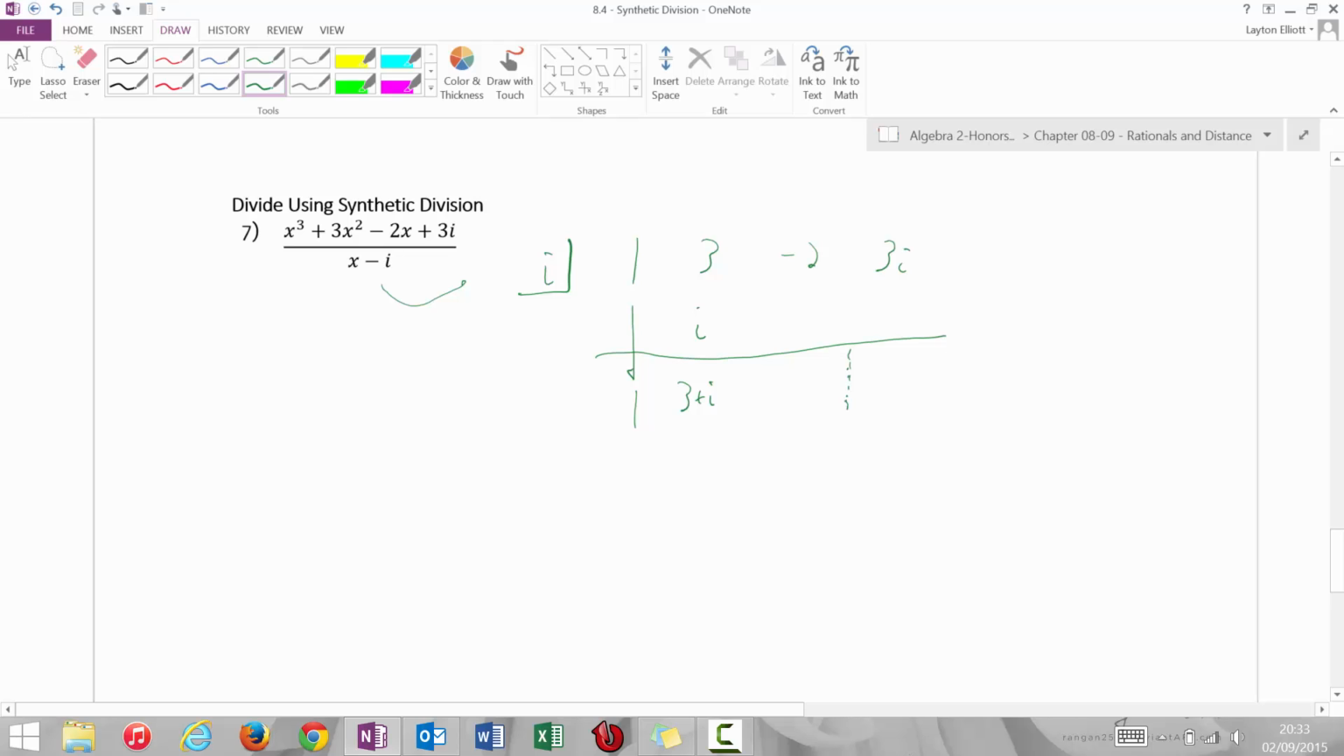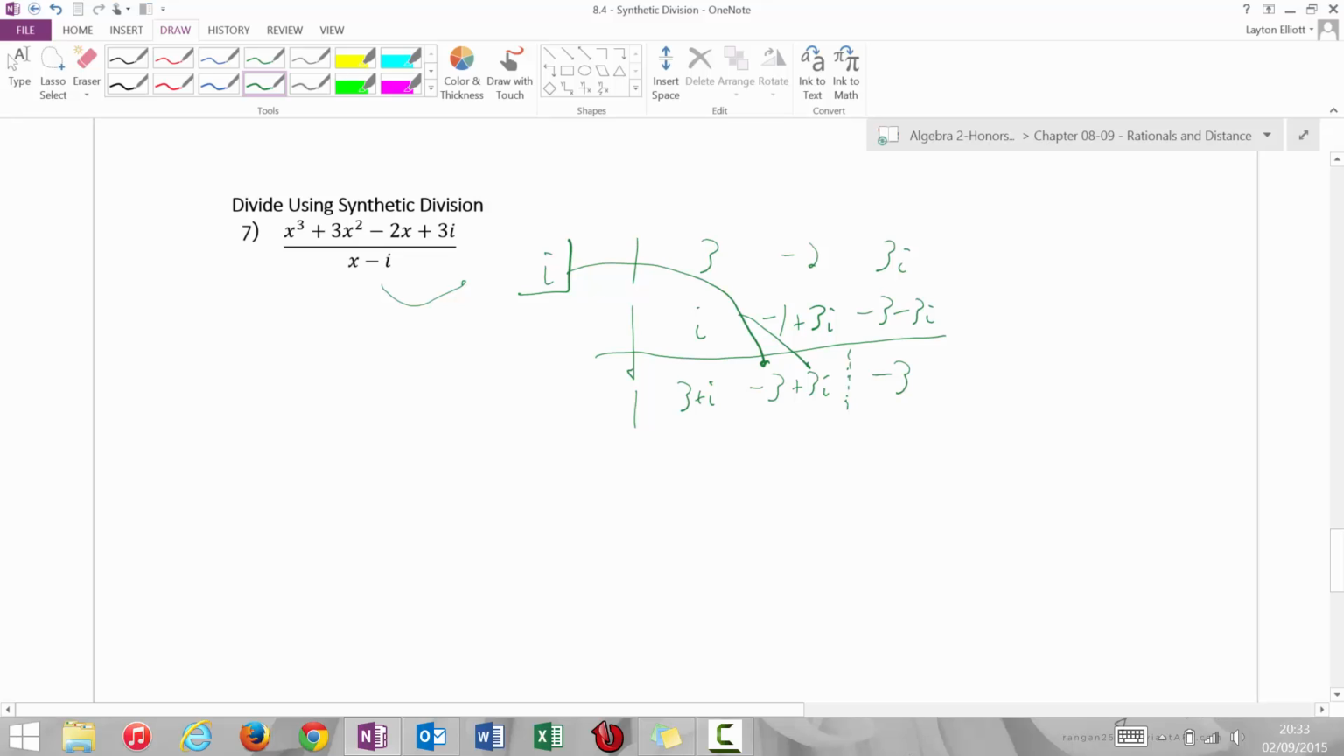Multiply. i times i is negative 1. i times 3i is 3i. So negative 1 plus 3i. Add, negative 3 plus 3i. Multiply. I'm going to multiply the i times this 3i first. So I get negative 3, then minus 3i. And when you add, you get negative 3.